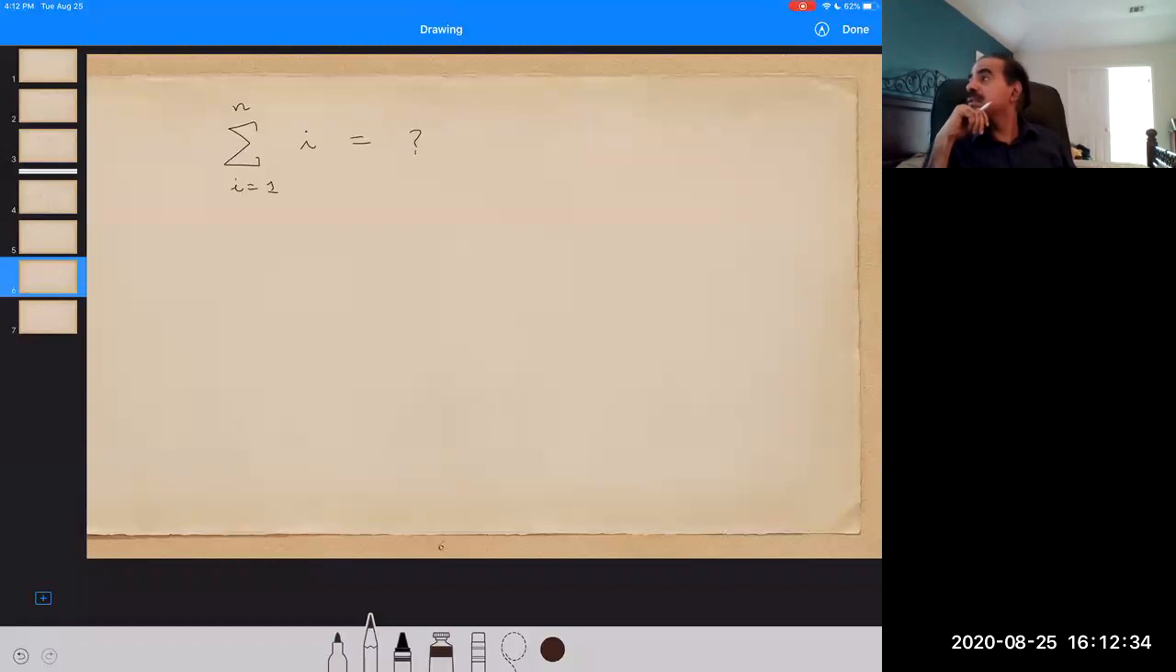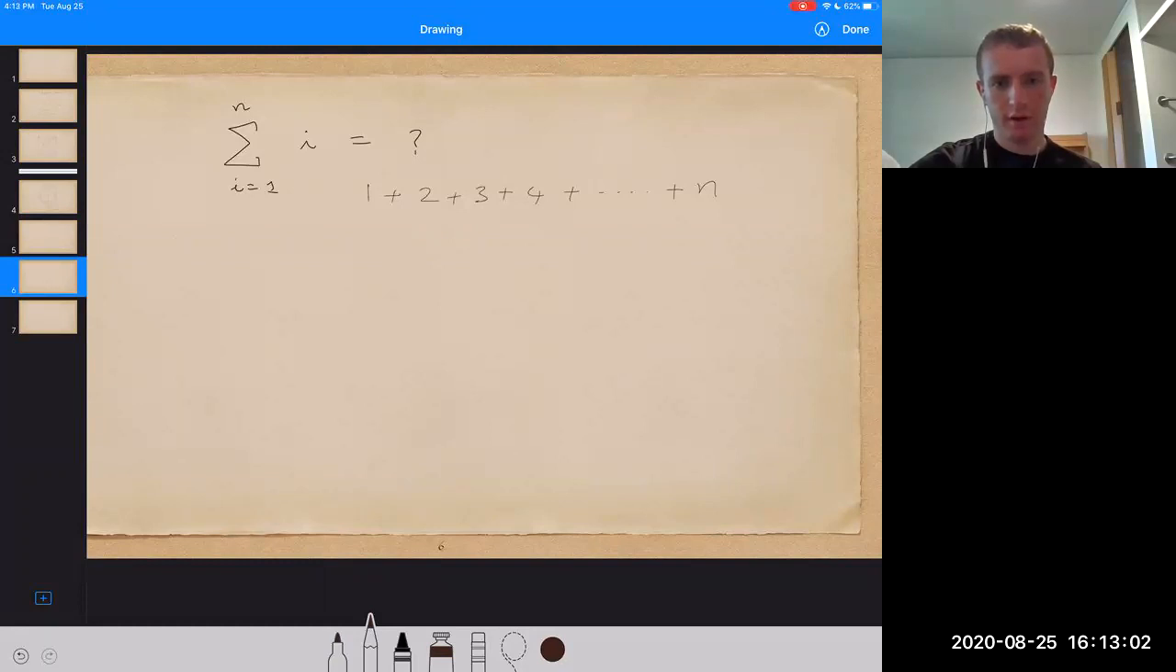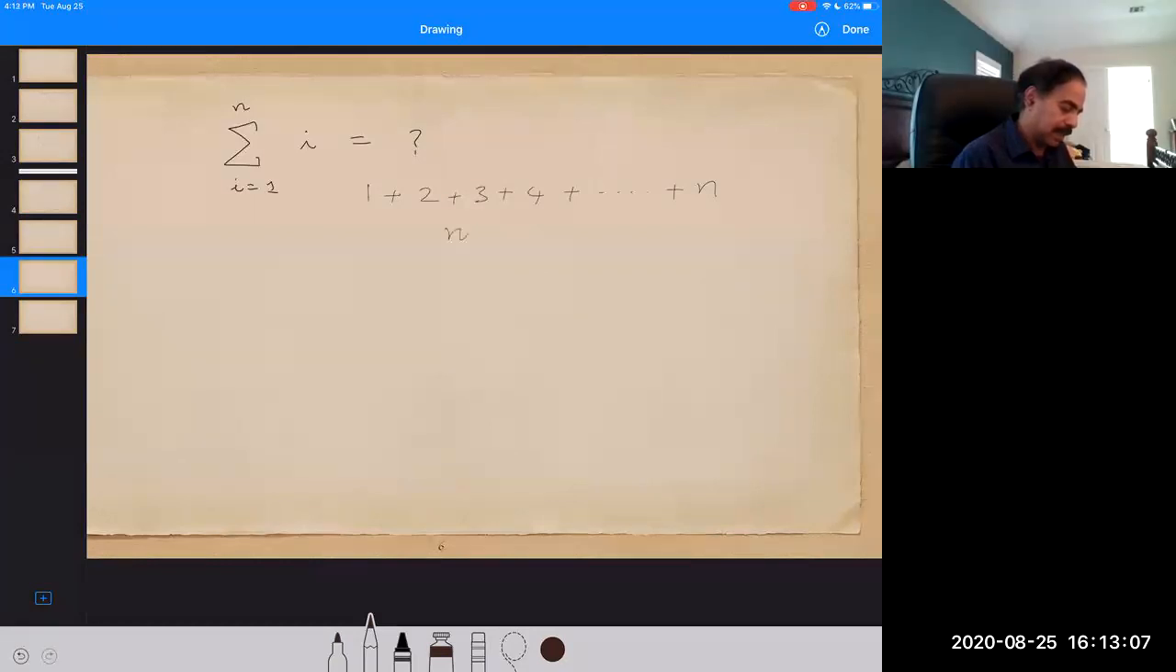Okay, so let's take another example. And this one is the summation of i, right? So this is nothing but 1 plus 2 plus 3 plus 4. Can someone tell me what is the value of the summation here? What is the formula for this? N squared plus n all over 2. Right. So otherwise we can write it as n times n plus 1 by 2.